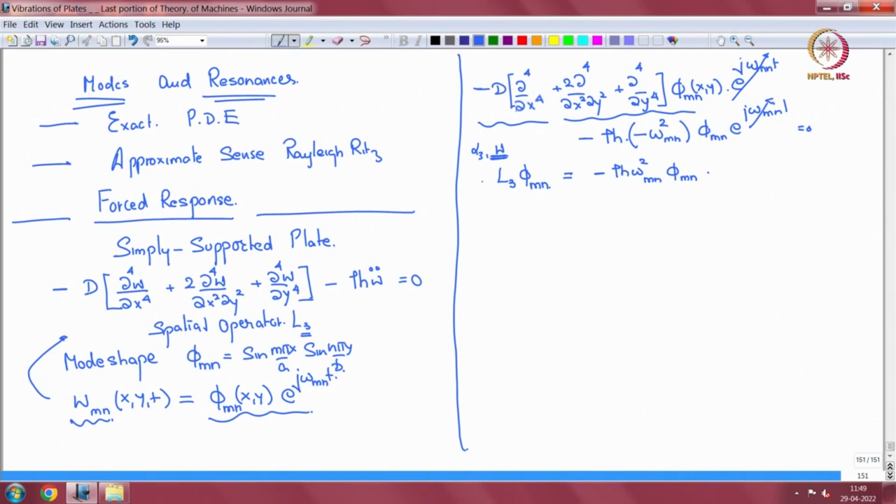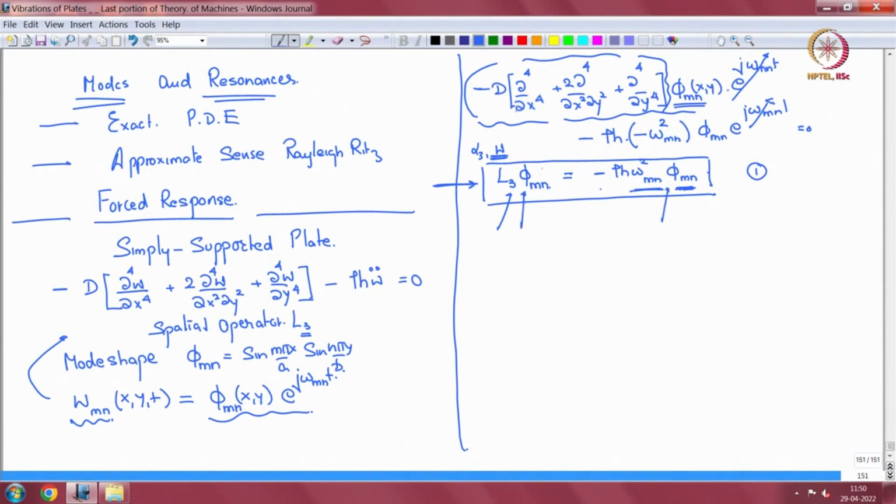So this is one thing we should remember, because the reason I am doing it is that the forced response section begins with this operator. The L3 operating on a mode shape, however complicated it is, for shells it is even more complicated, is just equal to minus rho h natural frequency squared phi mn. So whenever we find this, we are going to replace it with this, so that should be remembered.